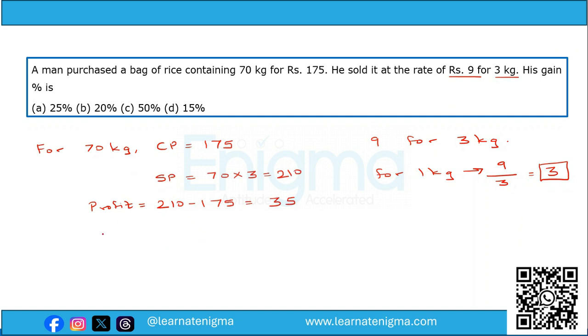Okay. So profit percentage, the formula is profit, that is 35 upon cost price, that is 175 into 100. This gets reduced to 1 by 5, and therefore answer comes out as 20 percentage.